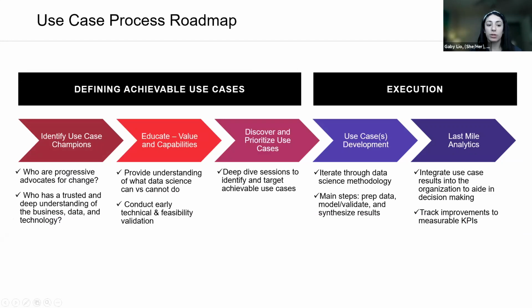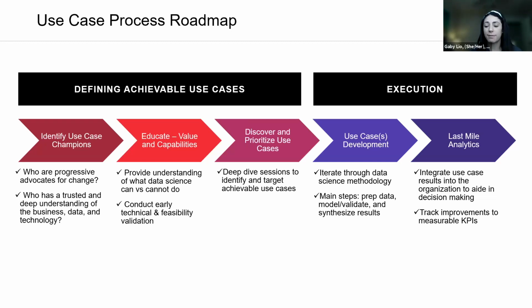So we're going to take a closer look at what that use case process roadmap should look like, touching on all those things that I just mentioned, and hopefully we'll give you a successful data science project that ends with a model in production. So there's really two major phases to this use case process roadmap. The first, like I previously mentioned, is that really heavy investment upfront in defining an achievable use case. So this is made up of 3 parts.